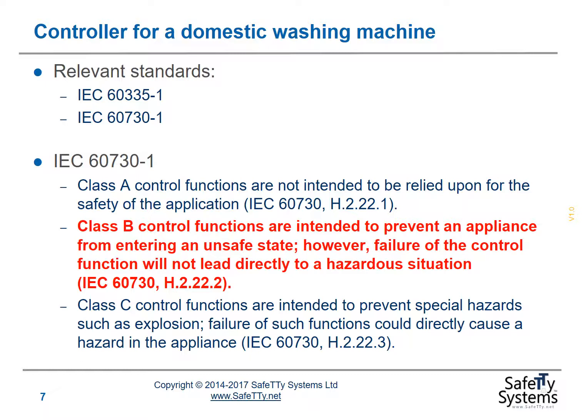If it was a Class C control function, the situation would be different. In parts of the world where buildings have central heating systems, quite often those central heating systems are controlled by a gas boiler. If the controller for the gas boiler goes wrong, the gas boiler may explode, and that could cause an explosion that would blow away part of the house and potentially cause significant injury to people in the vicinity. That would be a Class C control function because failure of the system would directly lead to the explosion. In the case of the washing machine, our function is Class B.